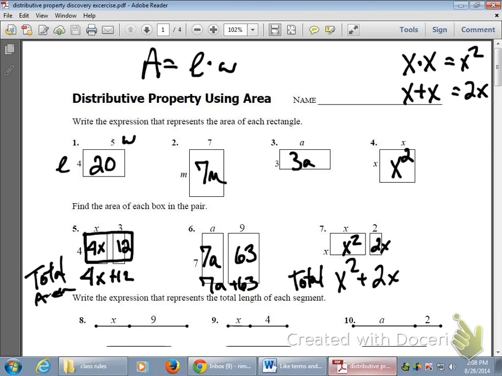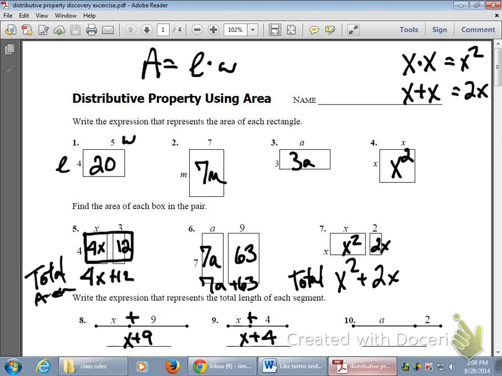Not 9x, that'd be multiplication. It's not going to be plus x, it's going to be x plus 9. How long would the line segment beside it be? X plus 4. This little piece is x, this little piece is 4, so together it's x plus 4.